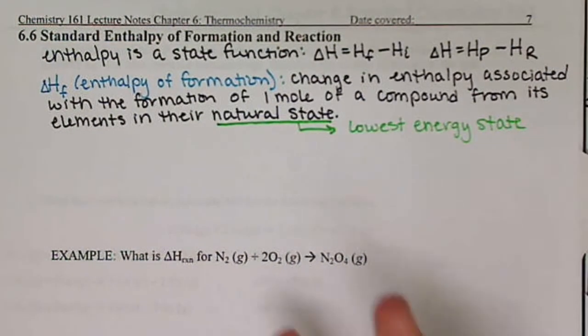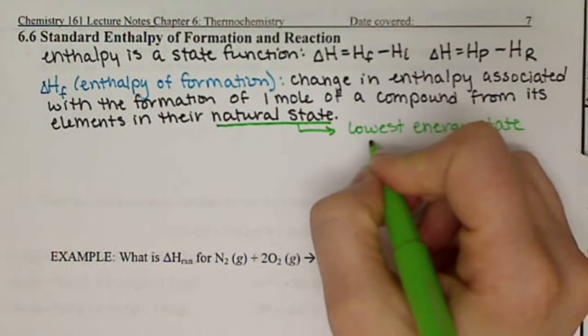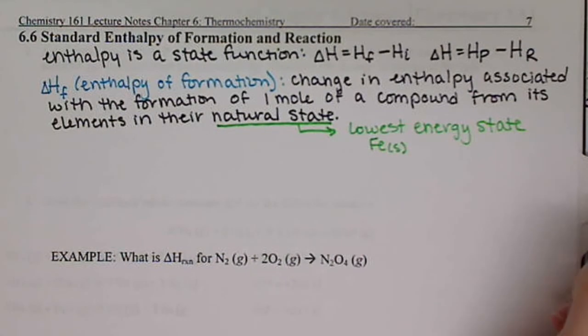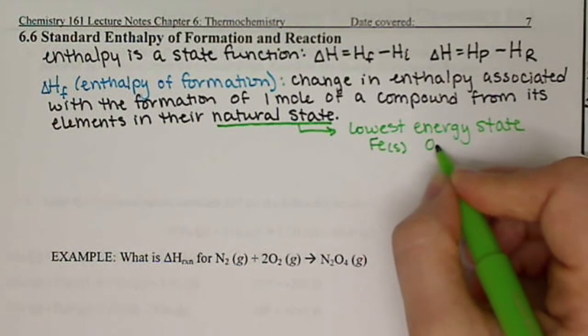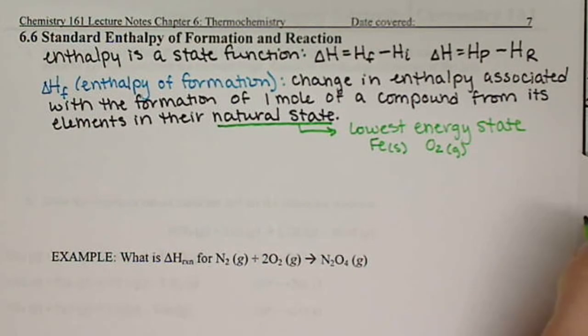So for metals, that will be there as an atom, so a single atom in the solid state. So let's say iron would be listed like that. Any of our diatomic molecules will have to be molecules. So we have O2 as an example, and it's in a gas state.